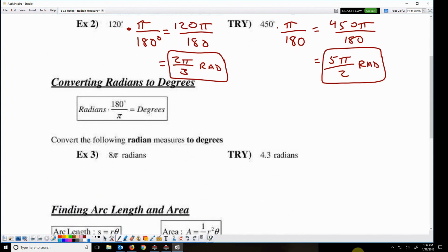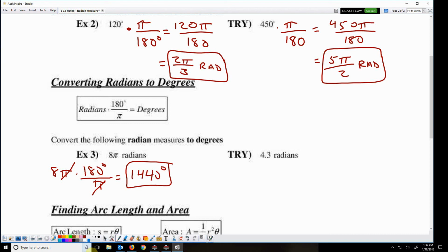Converting the other way, from radians to degrees, you need to multiply by 180 over pi. So this time we're bringing in the 180 and canceling out the pi. Okay, in this case the pi's are going to cancel, pi over pi, and 8 times 180 is 1,440 degrees.